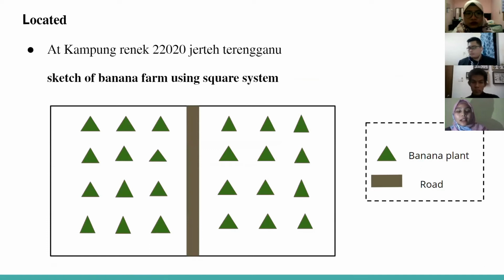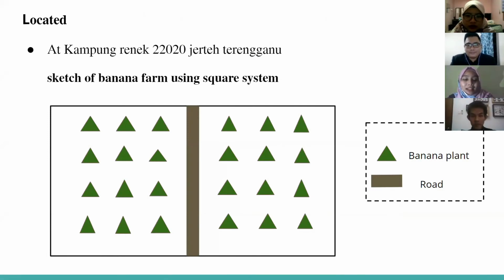Next, this area is located at the Kampung Renek 22020 Jertih Terengganu. We choose this place because this land was actually inherited by my father to me, and I look at this place as suitable and strategic for planting banana plants.